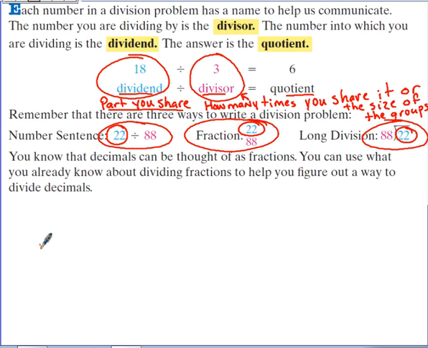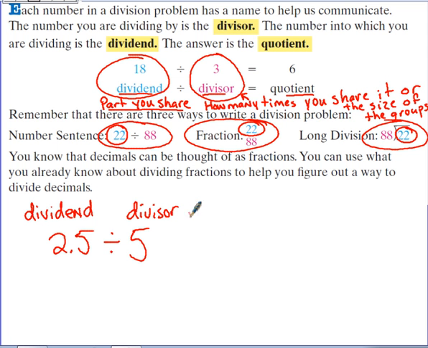Now, we can think of decimals as fractions. In fact, the example we're going to put right now is going to have a decimal as a part of a fraction. So I'm going to write the dividend first, the part that I'm wanting to share. It is going to be 2 5/10. And I want to share it with 5 people. That's my divisor. My quotient is going to be the answer. And that's the part I'm not going to tell you yet.